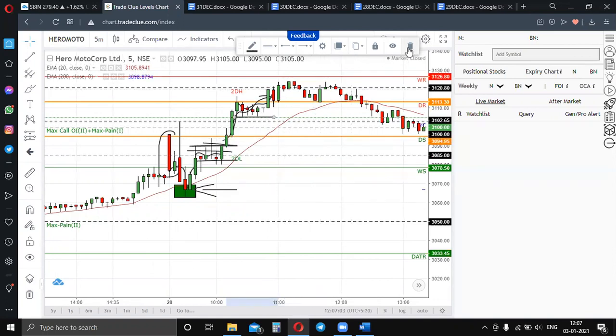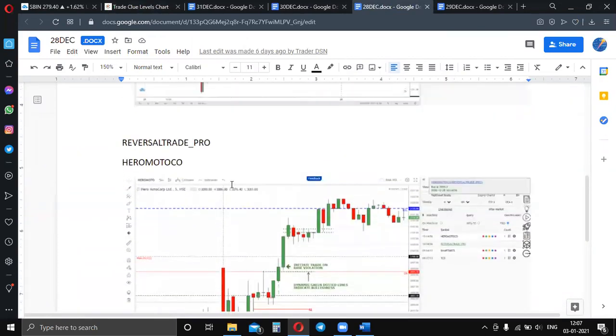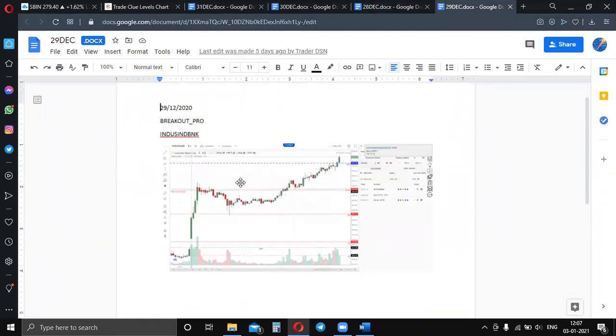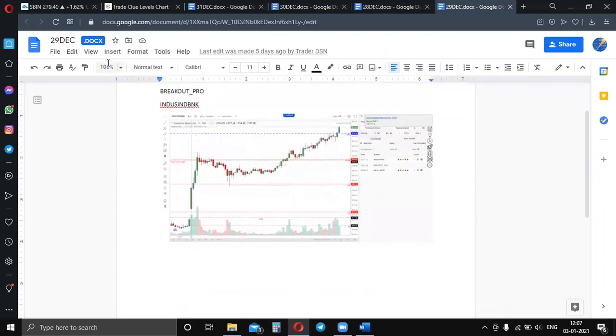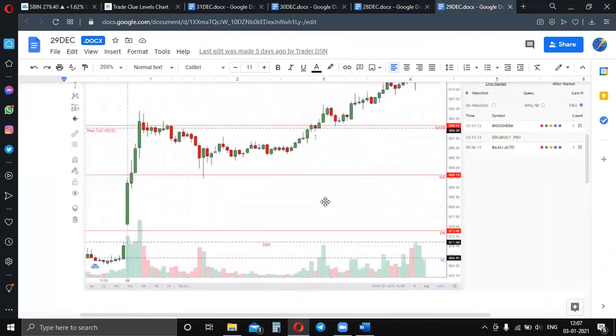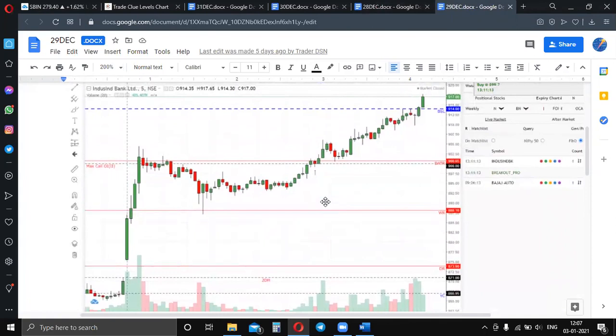All right. So those are the two stocks which came on that day. Then there was the 29th. On the 29th, we got IndusInd Bank in breakout pro. If you see, in the second half, we got the opportunity to trade IndusInd Bank. Now, the first thing, what happened on IndusInd Bank that day?